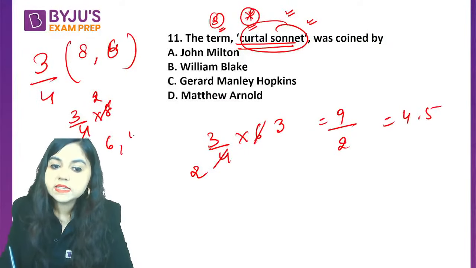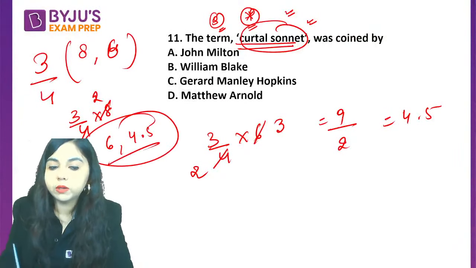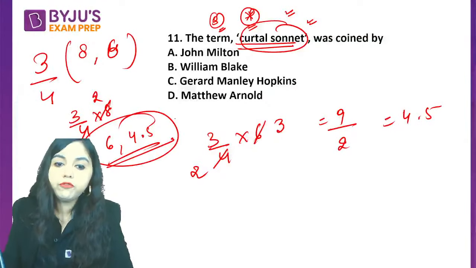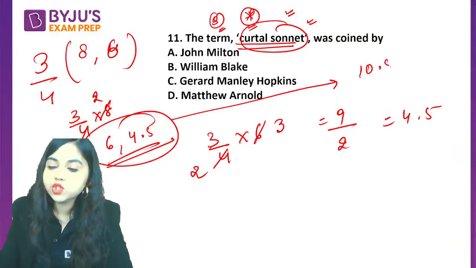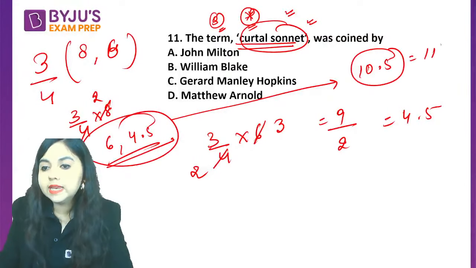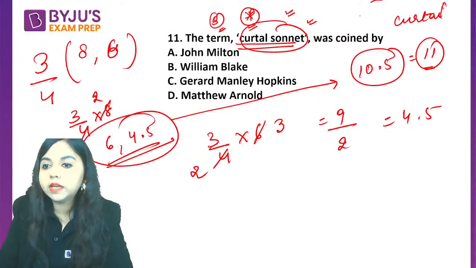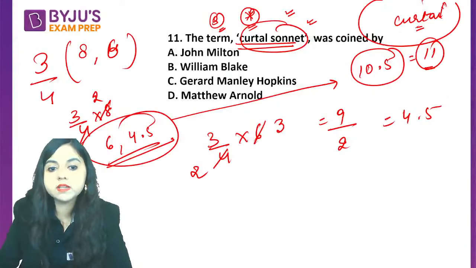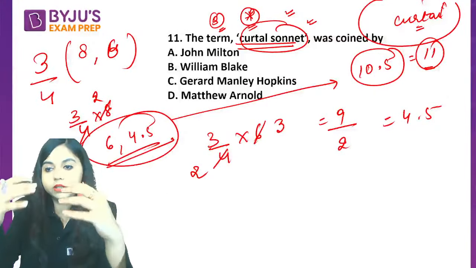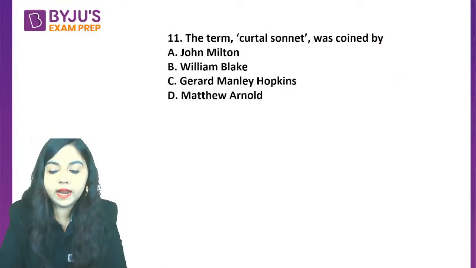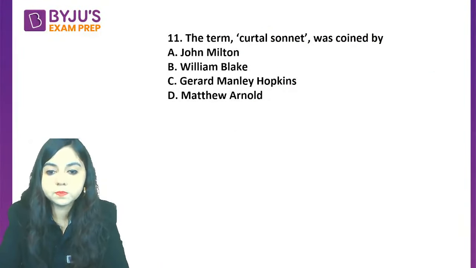So it is 3/4 of a real sonnet. Mathematically, it is 3/4. So it is a 10.5 line sonnet, which is also called the 11 line sonnet form. It is a curtailed sonnet that we are talking about. Curtail is like you have ended that. You've curtailed the speech altogether.